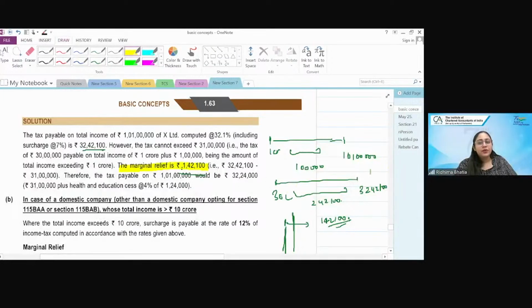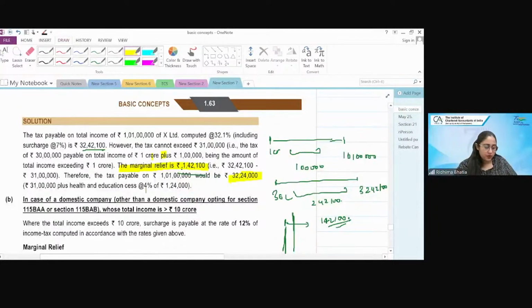So the final tax liability would be 32,42,100 minus 42,100, plus 4% cess, which will come to 32 lakh 24,000.